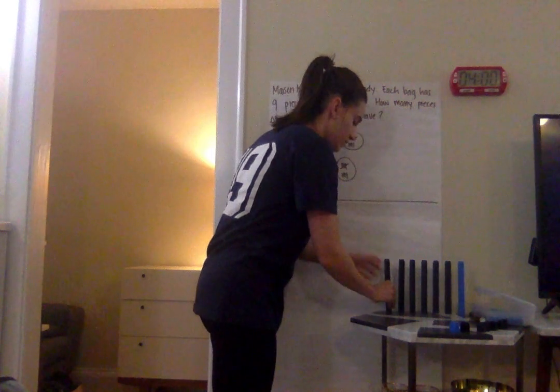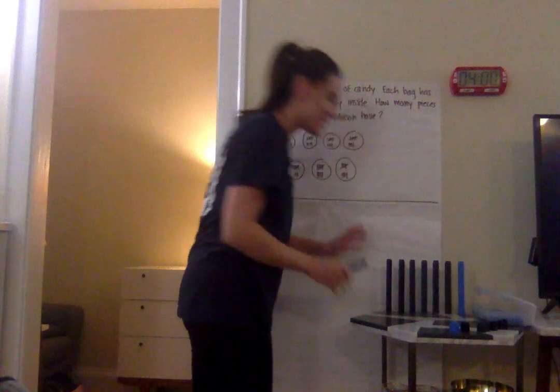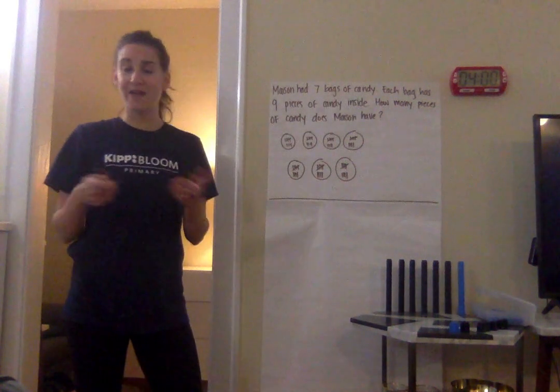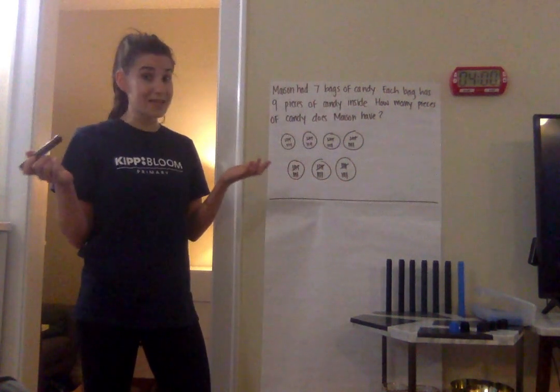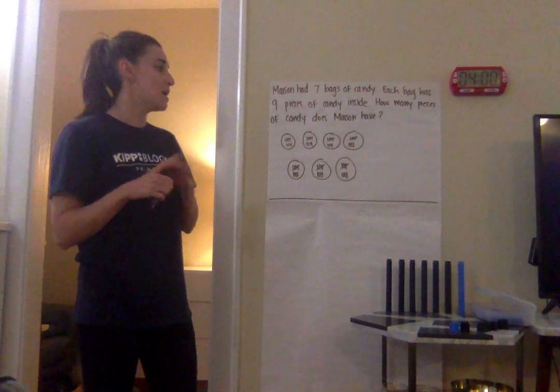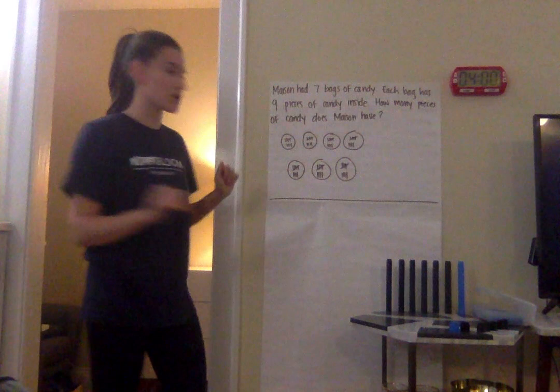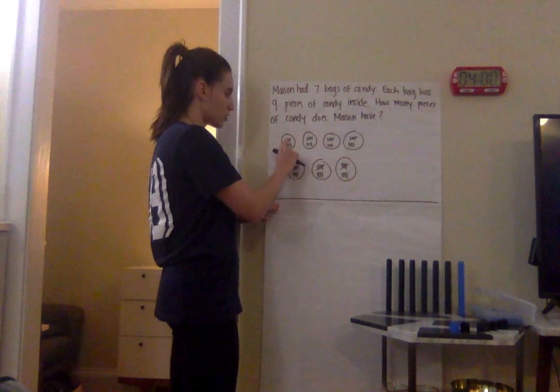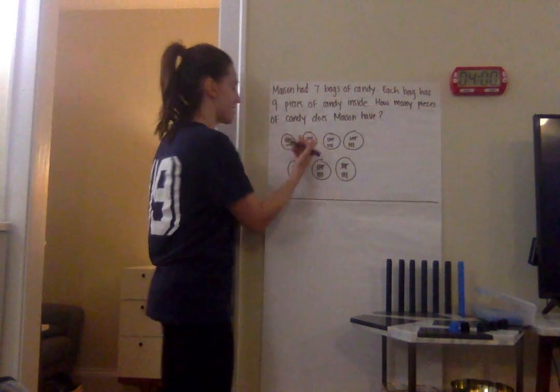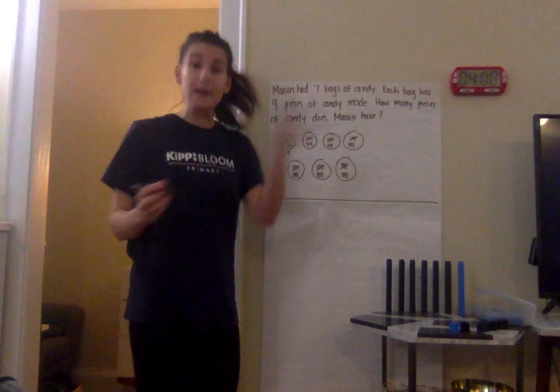So now what I need to do is I need to count up and see how many I have in total. Because Mason wants to know how much candy he has. So let's help him out. I'm going to count, and under each bag, I'm going to write how many I've gotten to so I don't lose track. So in this first one, I know there's 9. 1, 2, 3, 4, 5, 6, 7, 8, 9. Great. And I'm going to keep counting.